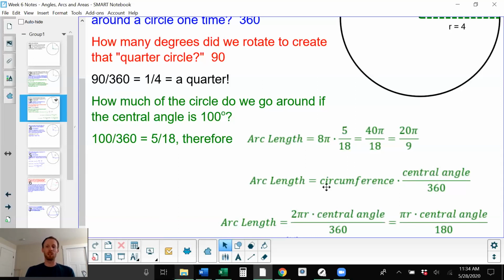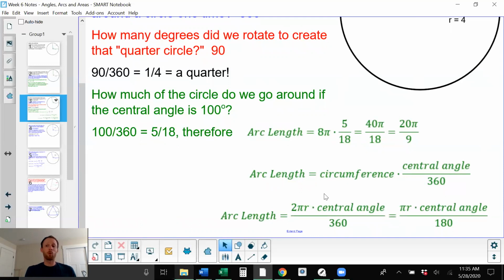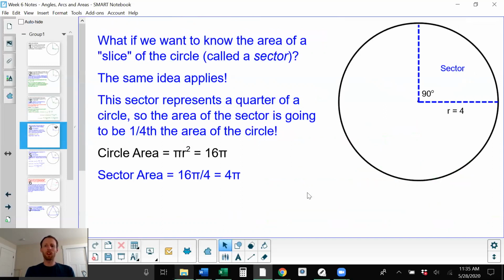To generalize what we just did, how did we find the arc length? We took the circumference of the circle, and we multiplied it by the central angle divided by 360, or a reduced down version of that fraction. To simplify it even further, we know that the circumference of the circle is always going to get multiplied by the central angle in the numerator, and the circumference is 2 pi r, and 2/360 reduces to 1/180. So the most reduced version of this formula is going to be pi times r times the central angle divided by 180.